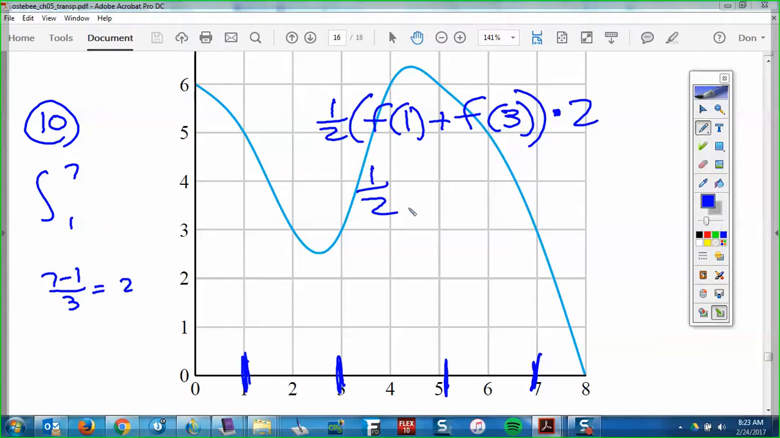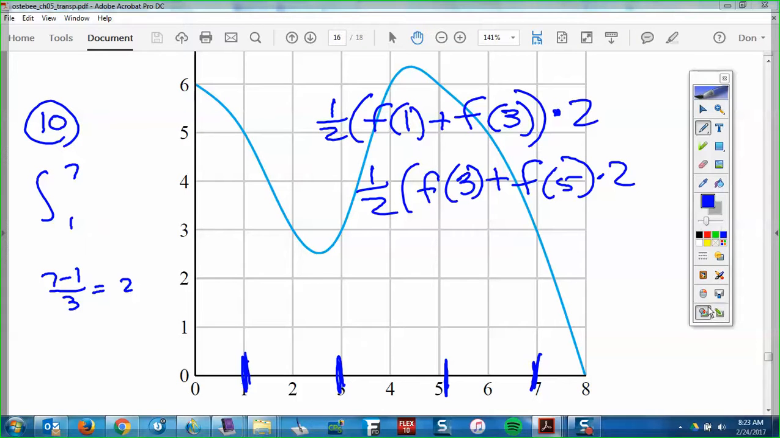Next one will be 1/2 F of 3 plus F of 5 times 2. So I don't really need the picture. I want you to be able to draw trapezoids and right rectangles and so forth, okay?